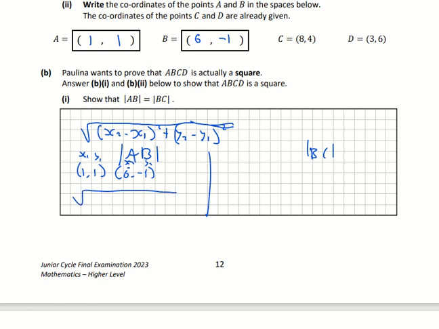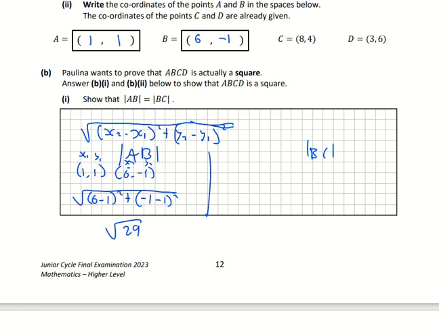So I'm going to put it into this. It'll be 6 minus 1 squared plus minus 1 minus 1 squared. And when you put that in your calculator, you'll get root 29, or you might get a decimal, but it doesn't matter which way you put it down as long as you get the same the other side.